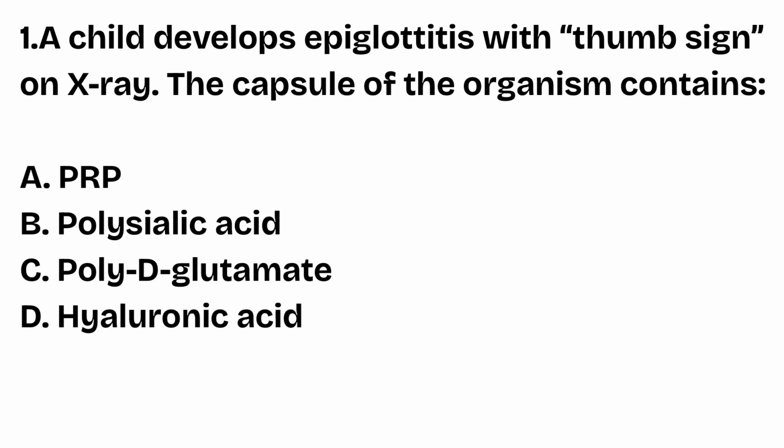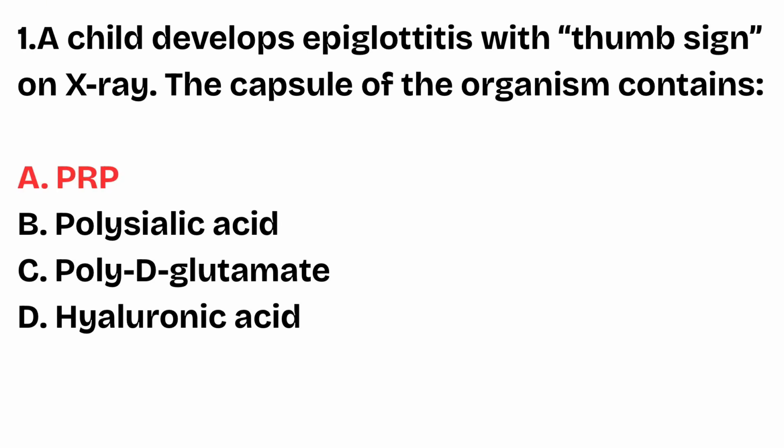Question number 1. A child develops epiglottitis with thumb sign on X-ray. The capsule of the organism contains PRP, polysialic acid, poly-D-glutamate, hyaluronic acid. The right answer is option A, PRP.